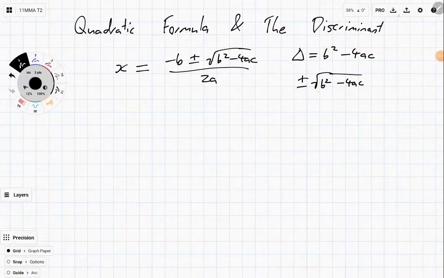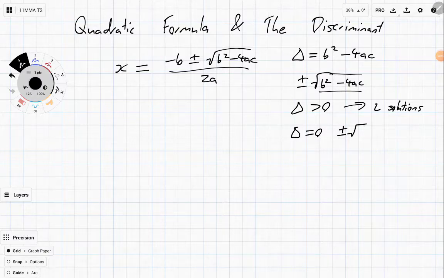Now, if the discriminant is positive, well then you're going to get your two solutions, right? Because you're going to be able to take the square root and then use the plus and the minus. So this tells us we've got two solutions. What if it's equal exactly to 0? Well then, you're going to get plus or minus the square root of 0, which is plus or minus 0, which is plus 0, right? Therefore, you're not going to get the plus or minus actually happening. So you're only going to get one solution.